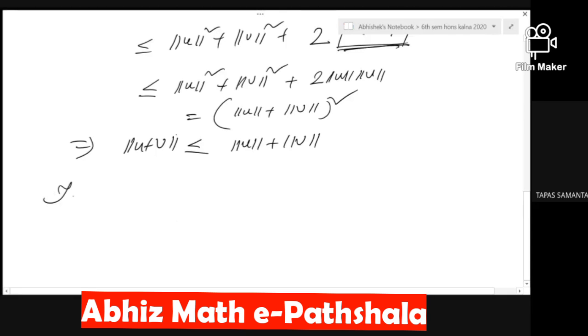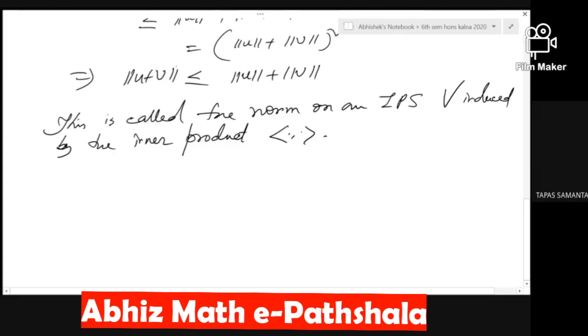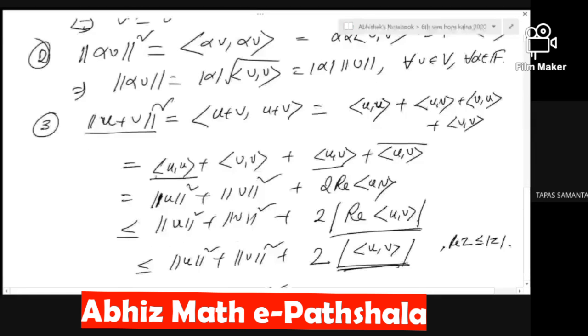And this is called the norm on an inner product space V induced by the inner product function. So thus we see that every inner product space will induce a norm, and this norm will have these three properties.